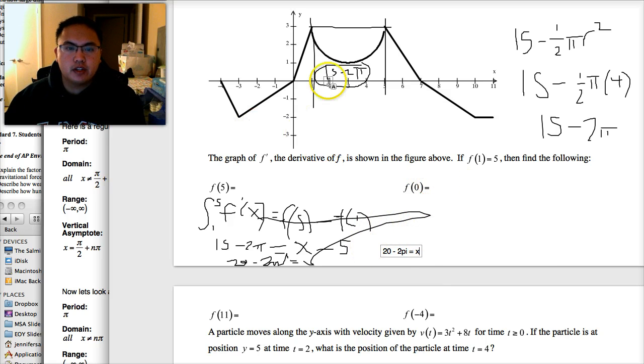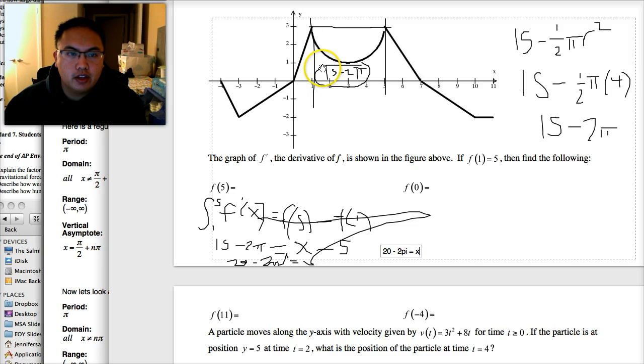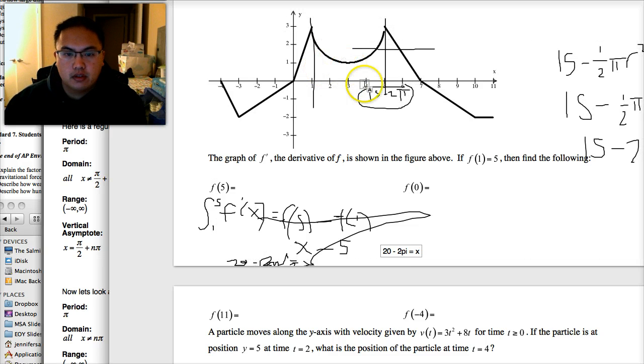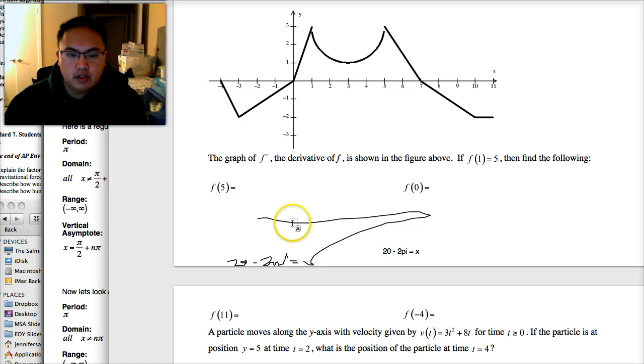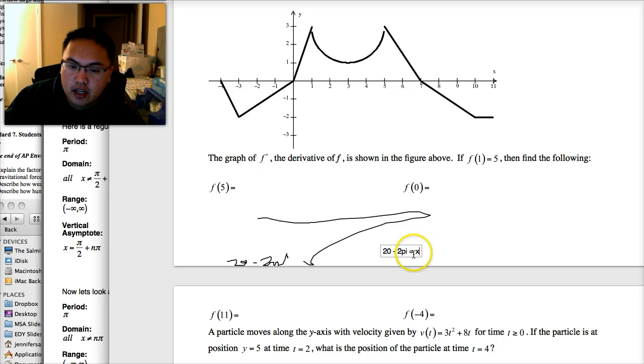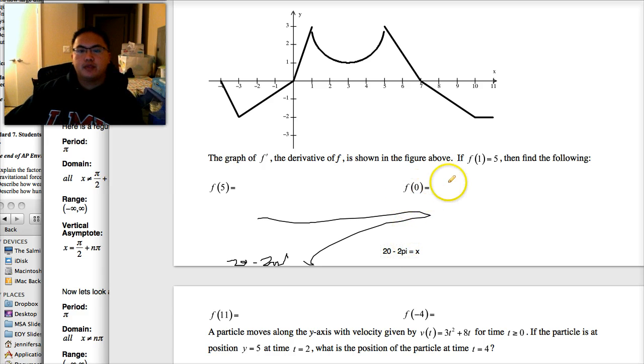Let's try f of 0. So f of 0, let me just delete everything. Oh well, good enough. Alright, so looking at this, I noticed that it says f of 0. So remember, same thing, same formula. They give me f of 1, so I'm going from 0 to 1. F prime of x. And we're just going to shorten this because I think you guys are tired of doing this over and over again.